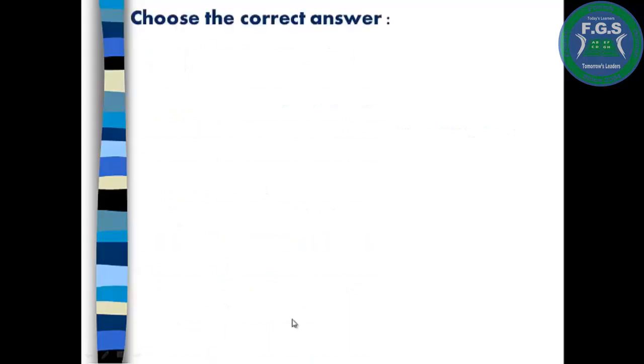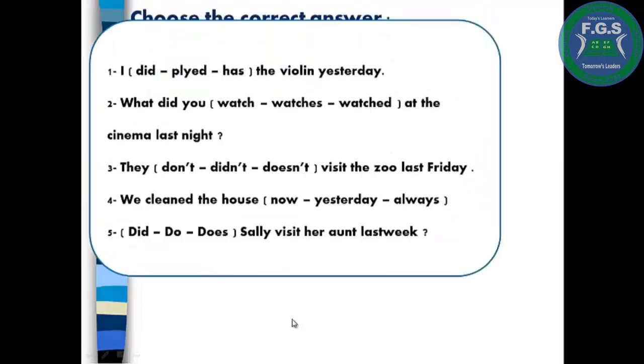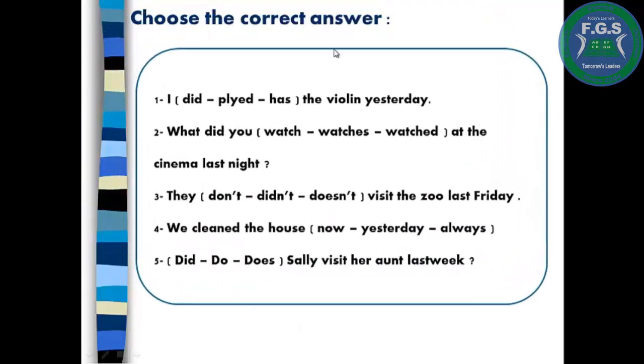Let's check our understanding and answer these questions. Choose the correct answer. Number 1. I did or played the violin yesterday. So we will choose I played the violin yesterday. Number 2. What did you watch? Watches, watch, at the cinema last night. Notice here did, and as we said after did infinitive, so we will choose watch.